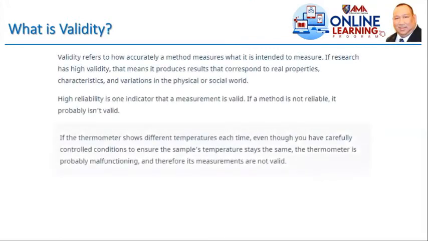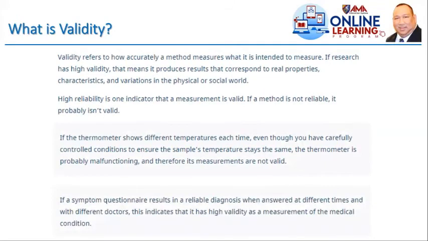Validity refers to how accurately a method measures what it is intended to measure. If research has high validity, that means it produces results that correspond to real properties, characteristics, and variations in the physical or social world. High reliability is one indicator that a measurement is valid. If a measure or a method is not reliable, it probably isn't valid. Let's have a look at some examples. If the thermometer shows a different temperature each time, even though you have carefully controlled conditions to ensure the sample's temperature stays the same, well, the thermometer is probably malfunctioning and therefore its measurements are not valid. Kasi nga, hindi tama yung temperature na binibigay niya.